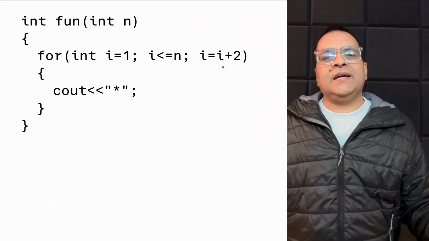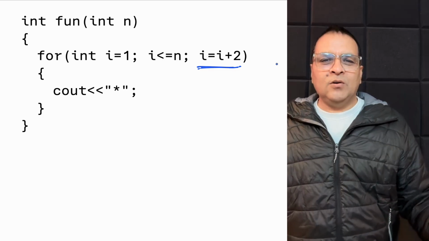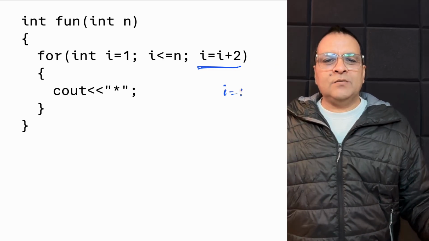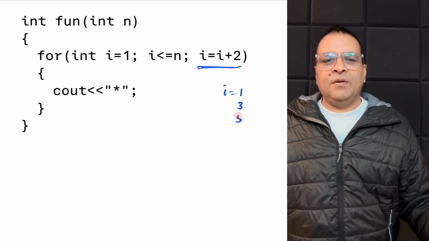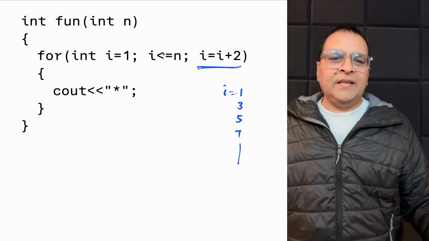The only difference here is that i is getting incremented by 2 instead of 1. So i is equal to i plus 2. The initial value of i is 1, then i will be 3, then i will be 5, then i will be 7, and so on. When i becomes greater than n, then we stop.